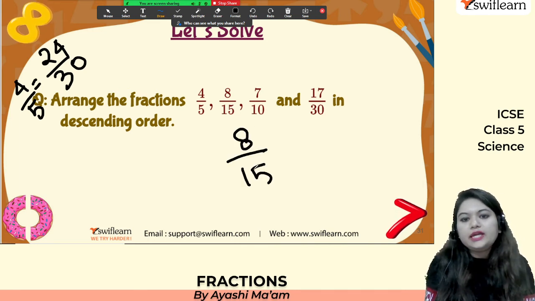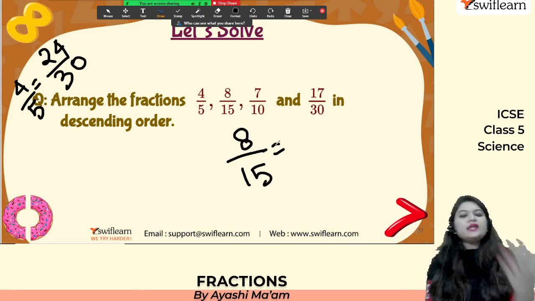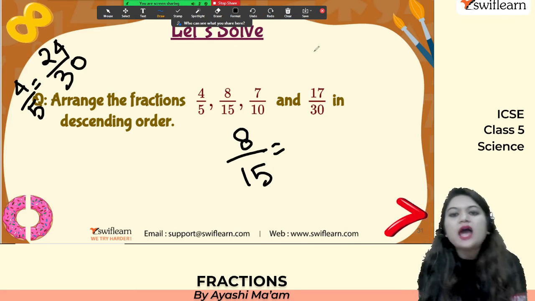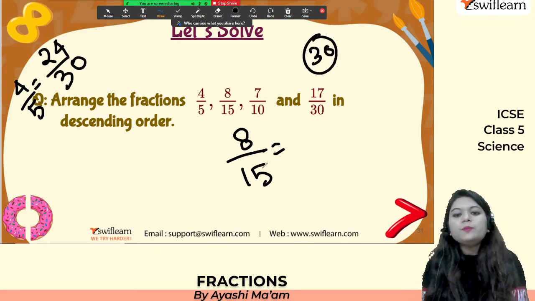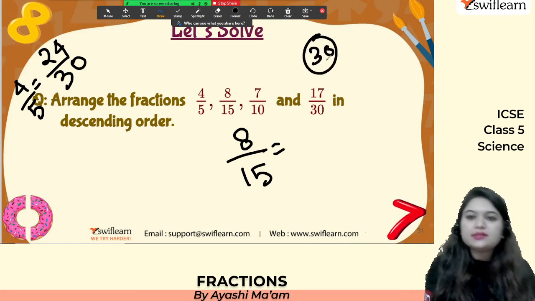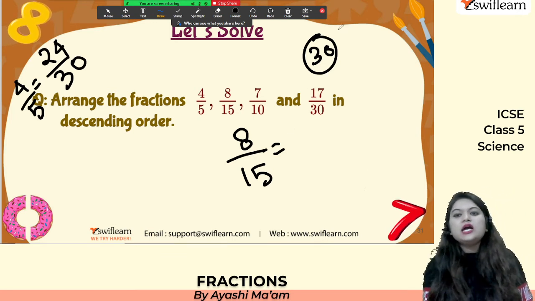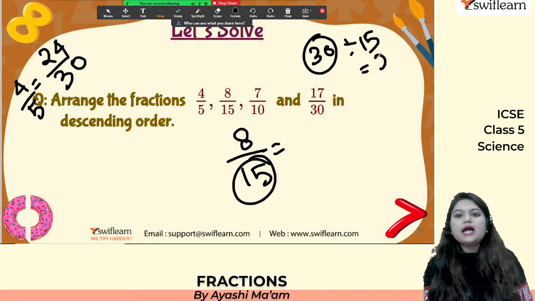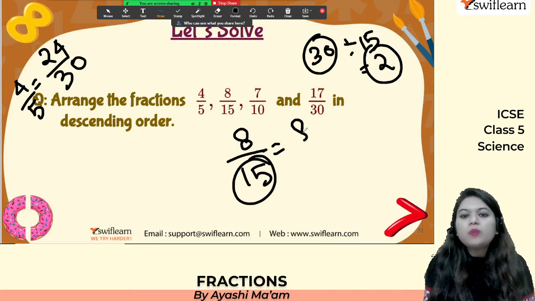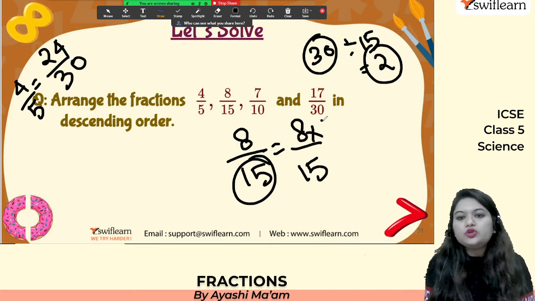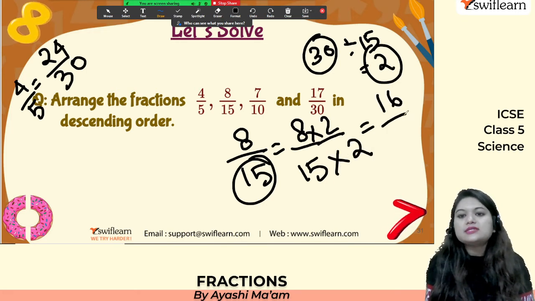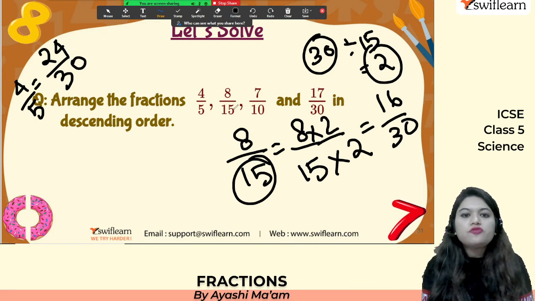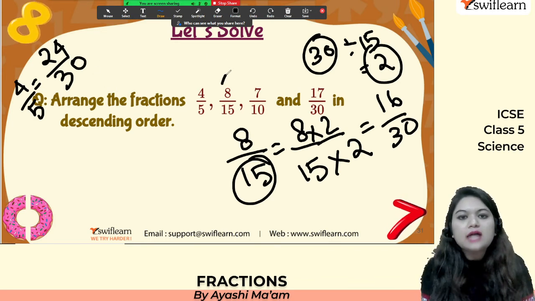8 by 15. Right? There is another way also you can think. So we have the LCM as 30. So simply divide this 30 and 15. Divide 30 by 15. That means 30 divided by 15, this denominator. So you will get the answer as 2. That means we have to multiply on both the sides by 2. That means 8 into 2 as well as 15 into 2. So you will get 16 by 30. Okay. So for 8 by 15 we got the answer as 16 by 30.